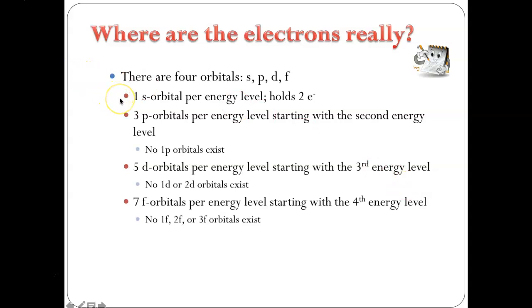So s, which is the lowest energy orbital, is at all levels. P starts at energy level 2, D starts at energy level 3, and F starts at energy level 4. And I'll show you how you memorize this with the periodic table, so it'll be a lot easier to think about.